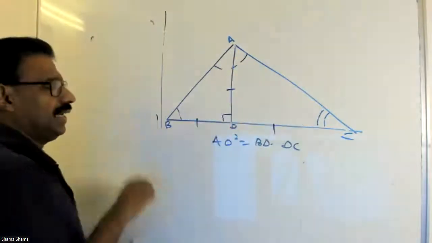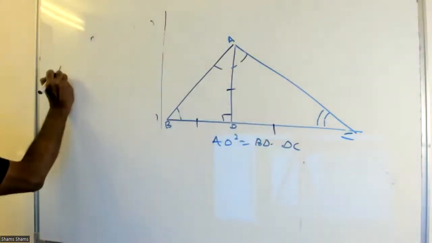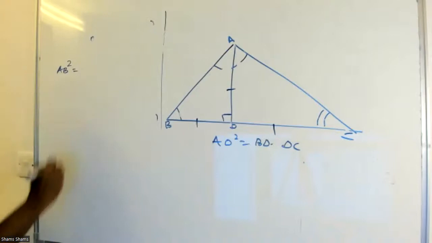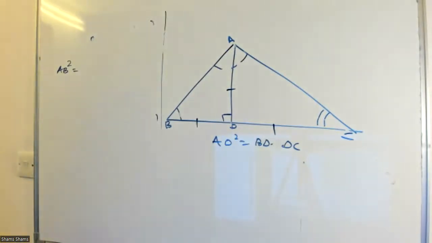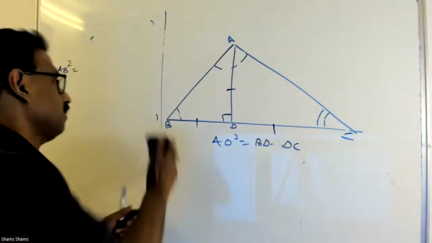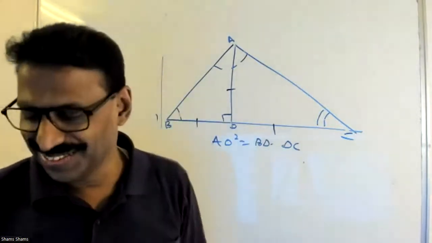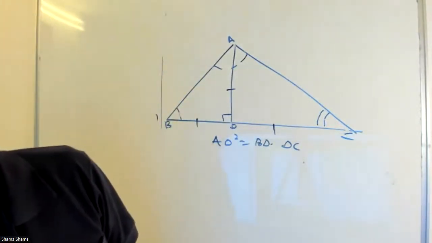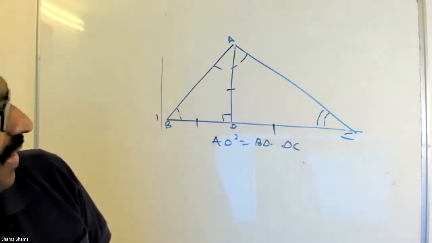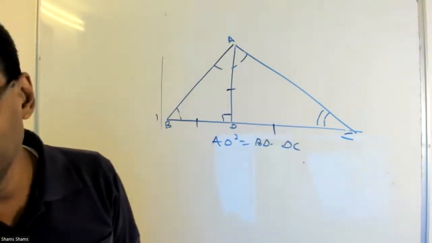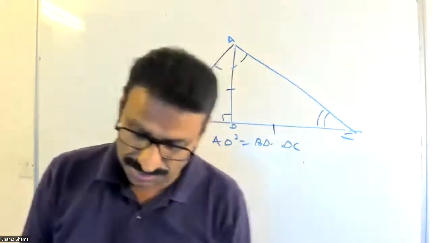In triangle ADB, what is AB square? AD into BD. Okay, then don't use it. Forget about that method, because you have no idea about Pythagoras theorem. AB square equal to AD into AB. Okay, forget about that method.